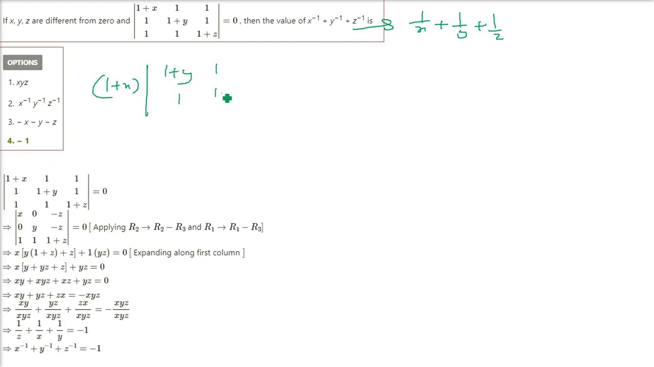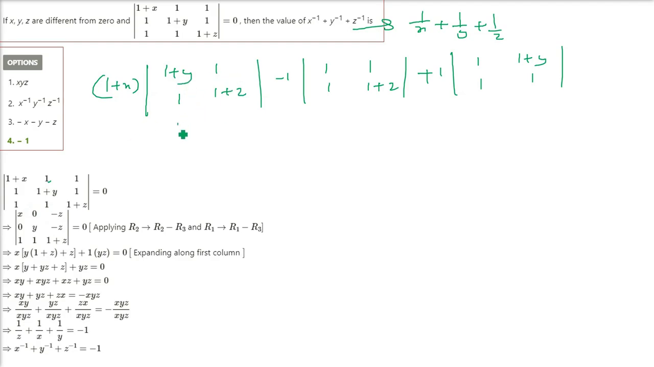1 plus x, then minus 1. I'm opening it using the first row. Then we have 1 plus z. Then we have plus 1. So 1 plus y and 1. Okay. So 1 plus x, this has come. I'm just verifying it. And from 1, this has come. Okay. So 1 plus x.